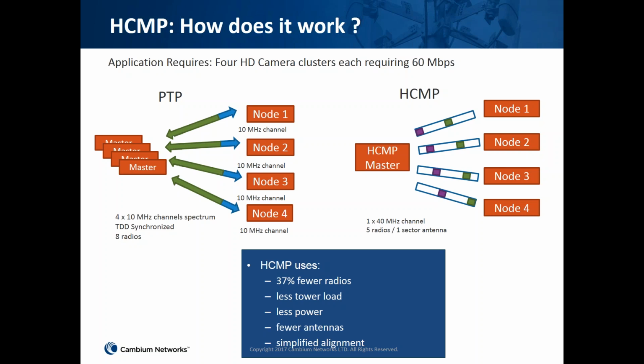One way would be to deploy 4 point-to-point links from one master tower to 4 nodes in different areas. Or it would be much cheaper and easier to deploy just one HCMP master that controls up to 8. In this case, we have shown 4, but we can support up to 8 nodes easily.